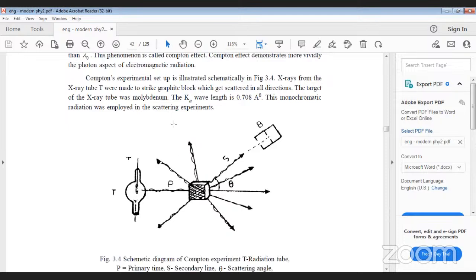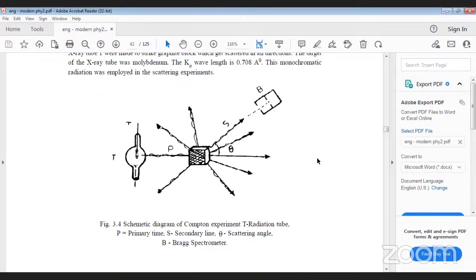The target of the X-ray tube here is molybdenum, and the wavelength is 0.708 angstroms. Monochromatic radiation was employed in the scattering experiments. Monochromatic means it has only a single wavelength; mono means single. So that much of the light is incident upon this, and you can observe it.